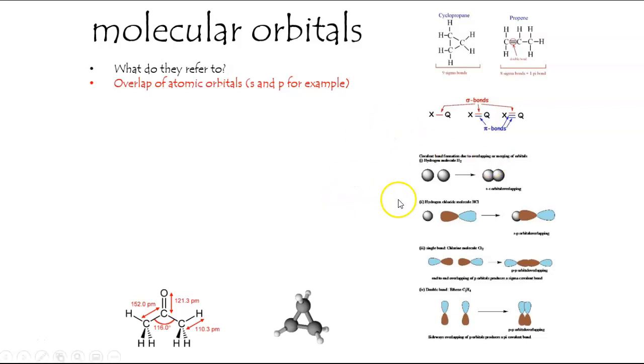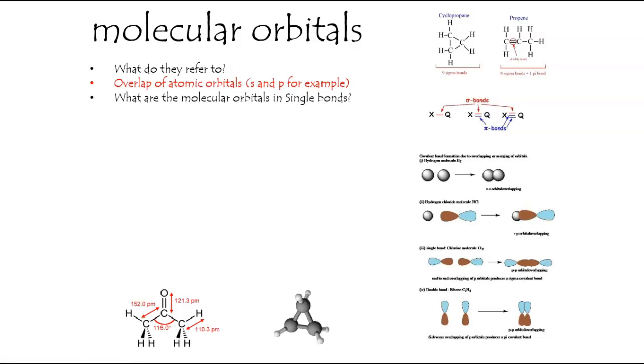Here are the major types. If you have an s orbital and an s orbital, that can form a sigma molecular orbital. If you have an s orbital and a p orbital aligning like this, that is another sigma molecular orbital. If you have two p orbitals and they overlap not side by side, but just one end to one end, this is called a sigma bond. And if you have a p orbital and a p orbital, but they overlap side by side like this, that's called a pi molecular orbital. Those are the major types.